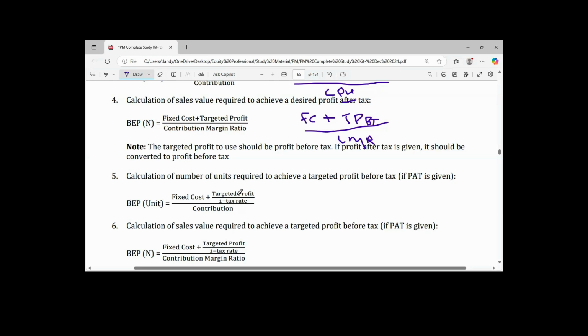To do that, you are going to pick the fixed cost plus the targeted profit after tax divided by 1 minus tax rate, then over contribution per unit. So fixed cost plus targeted profits after tax that is given to you, divided by 1 minus tax rate.